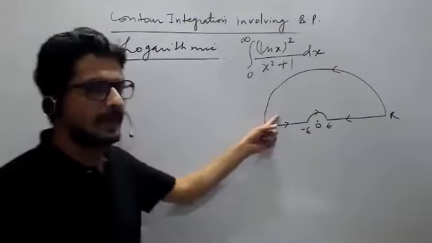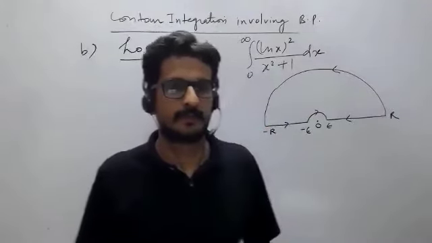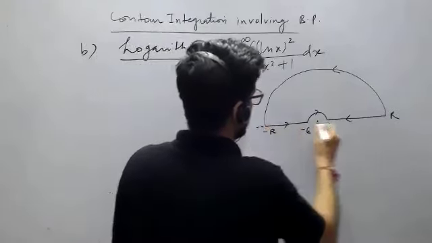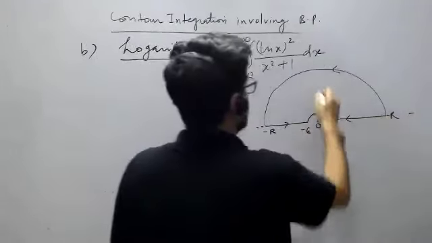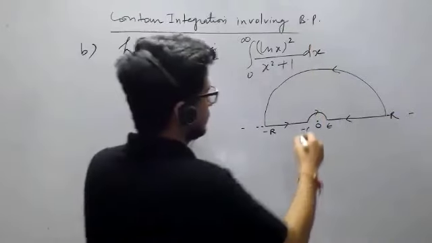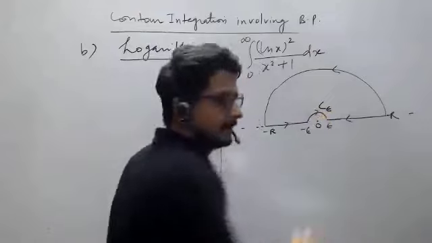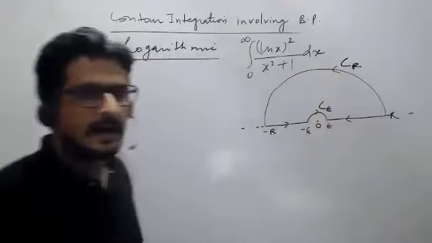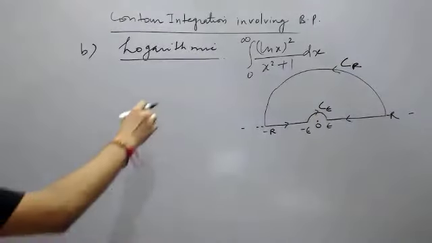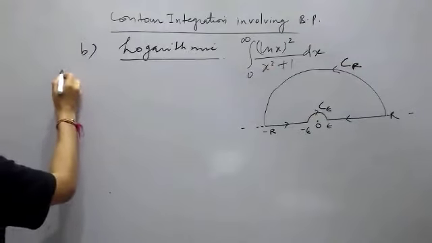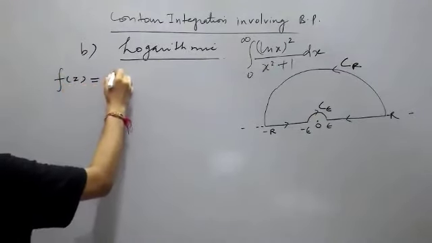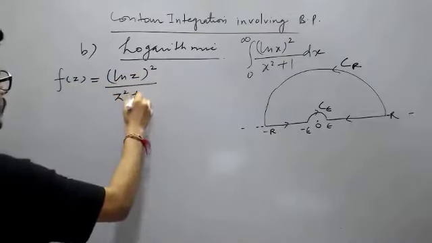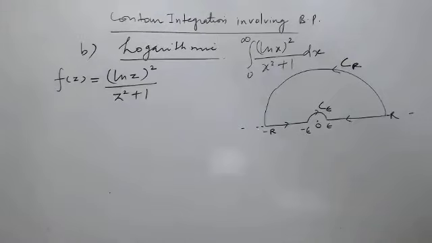So this is the contour that I am going to use. So this is the real axis and this will be the imaginary axis. This small circle is epsilon. That means epsilon is the radius, and this is CR. The R is the radius. So now seeing this, I am writing f of z is equal to log of z square over z square plus 1. Please see this and tell me if that is okay.